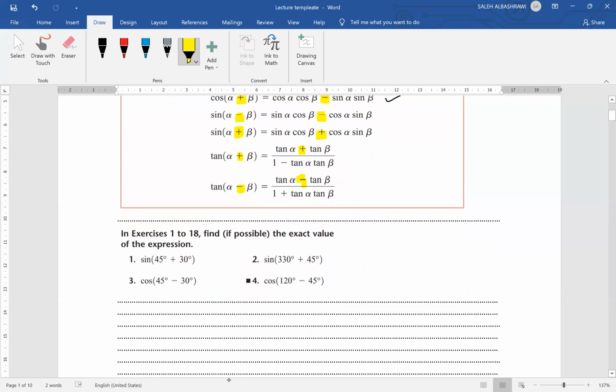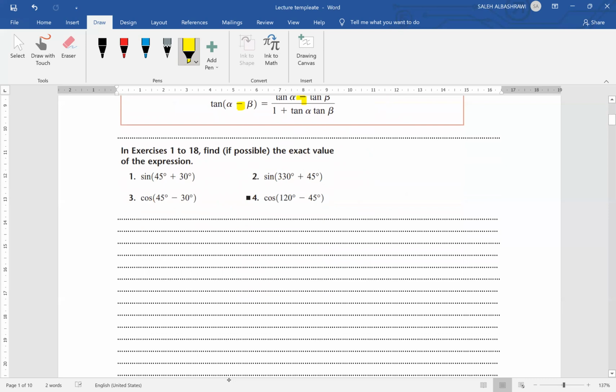using the sum identities. So example number one is sine 45 plus 30. Sometimes it can be given as sine 75, which is given in this example as sine 45 plus 30. So we are looking for the special angles. Special angles are 30, 45, and 60. Now sine 45 plus 30, this is sine alpha plus beta.